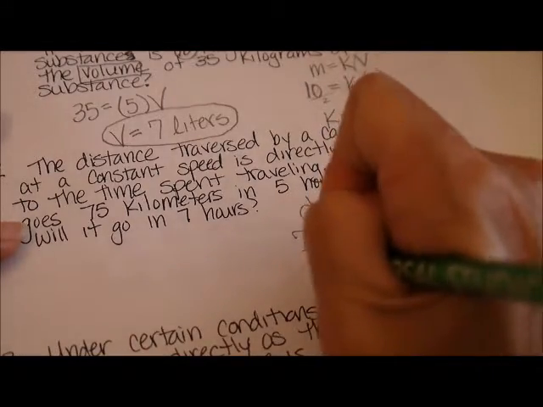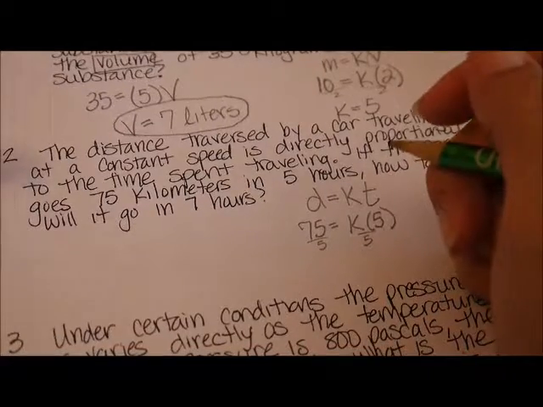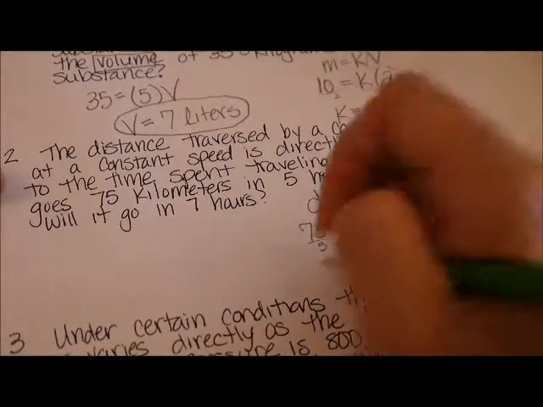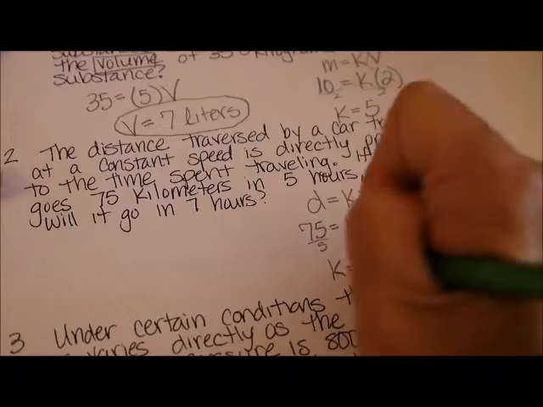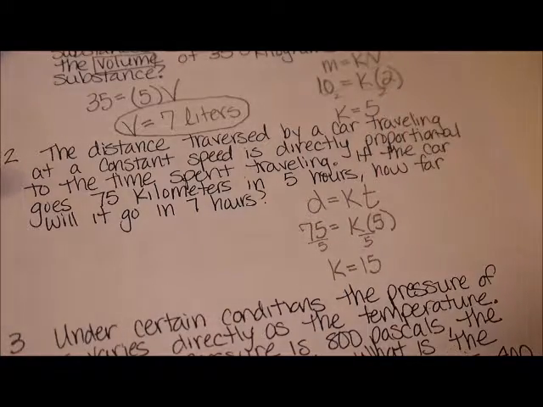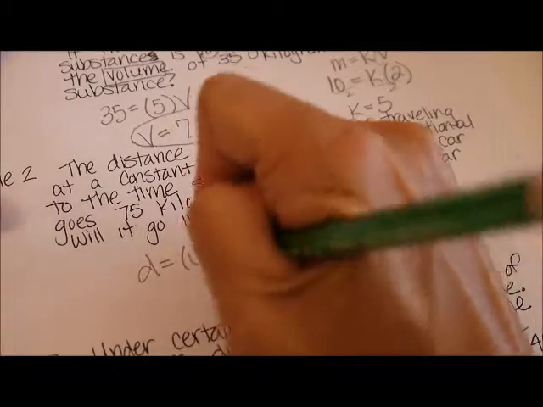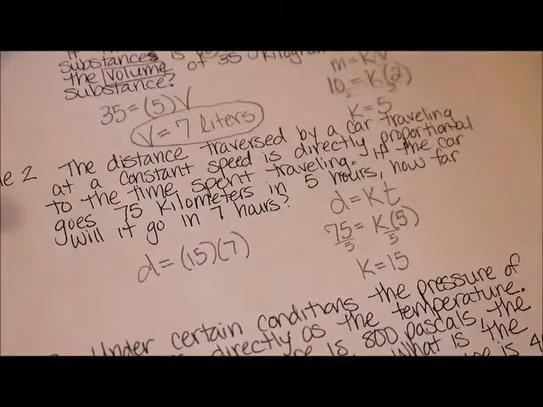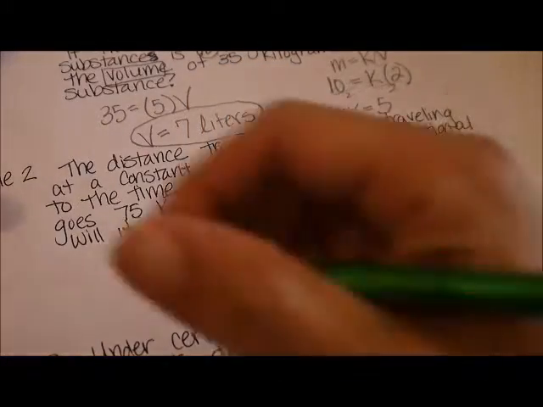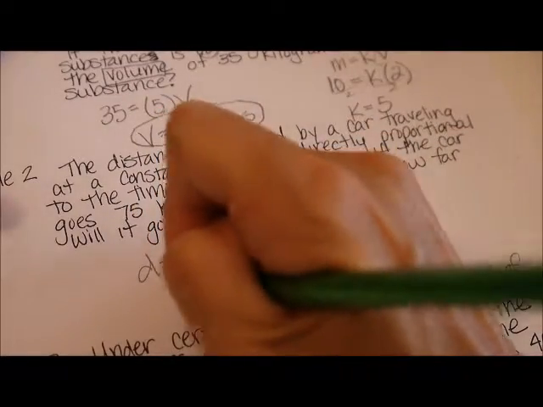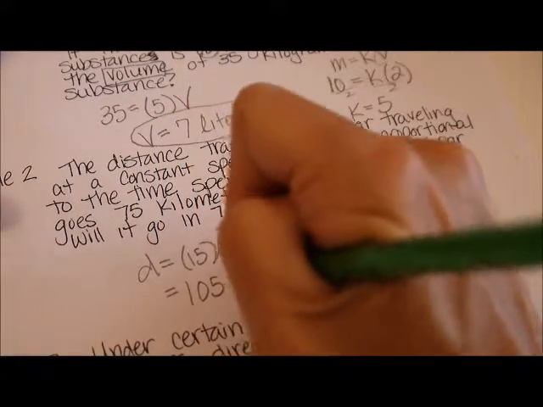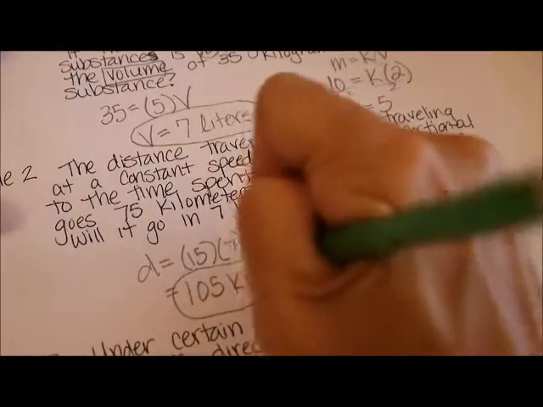Okay. So 75 divided by 5 is 15. So our K is 15. Now we use that to answer how far will it go in 7 hours. So we don't know the distance, but we know K and T. So 15 times 7 is 105, and it's kilometers that we were looking for. Okay, is this making sense? I hope so.